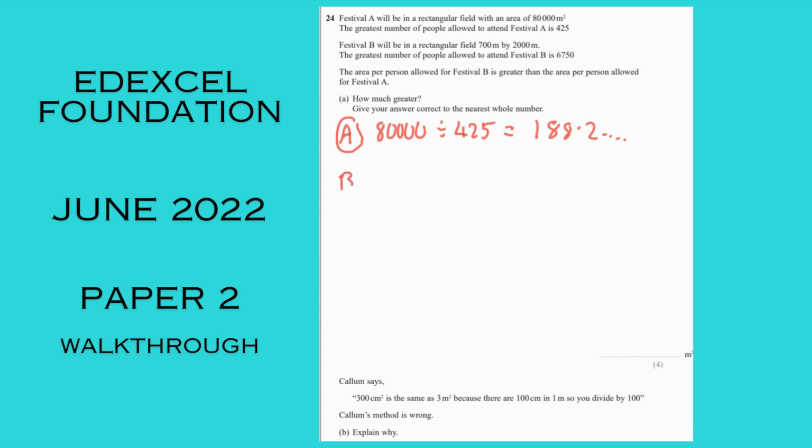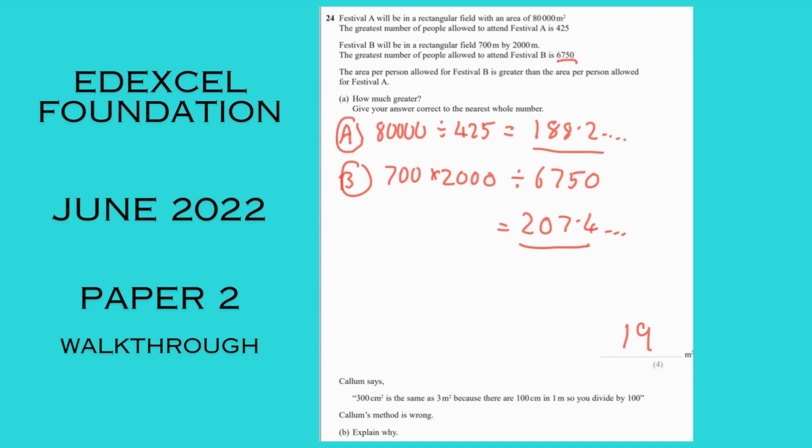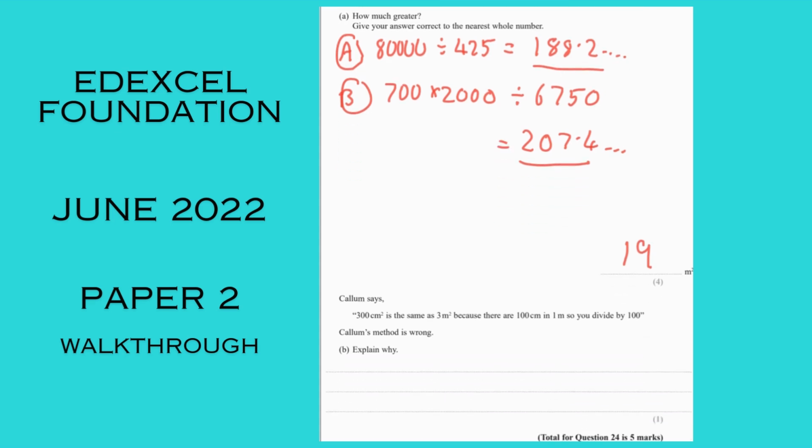Let's look at Festival B. It's not telling us the area. We have to work it out. But we've got a calculator, so we'll times it. We could write out the answer, but let's not bother, because whatever we get, we need to divide it by 6,750 to get the answer 207.4, etc. It says how much greater. So do the bigger of the two answers, take away the smaller of the two answers. 19 for the nearest whole number.